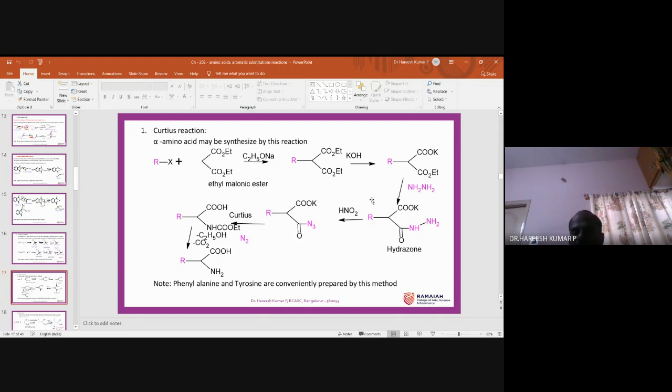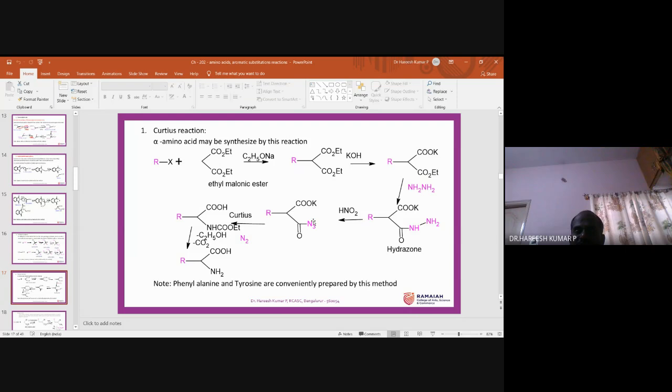This hydrazone I am treating with nitrous acid. HNO2 means nitrous acid. So it will convert this hydrazone to azide. N3 means azide, and CO means acid azide. So from here to here, it's a Curtius rearrangement. Curtius rearrangement means here nitrogen will go out, and this particular bond is migrated from carbonyl carbon to nitrogen.